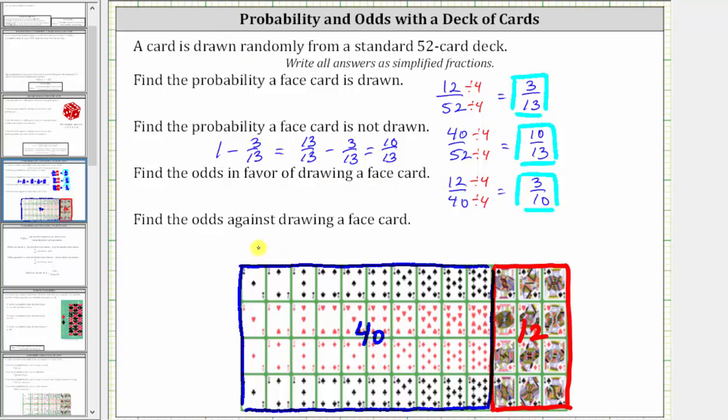The last question is find the odds against drawing a face card, which is the ratio of the number of unfavorable outcomes to the number of favorable outcomes. And we should be able to recognize that if the odds in favor of drawing a face card are 3/10, then the odds against drawing a face card would have to be 10/3. If we didn't recognize this, the original ratio of the number of unfavorable outcomes to the number of favorable outcomes would be 40/12. And then after simplifying, we would get the ratio of 10/3.